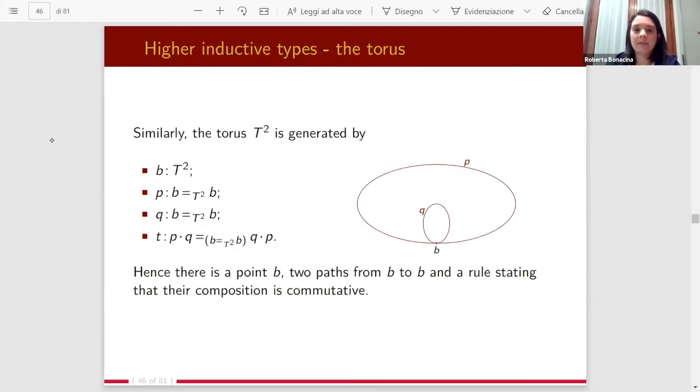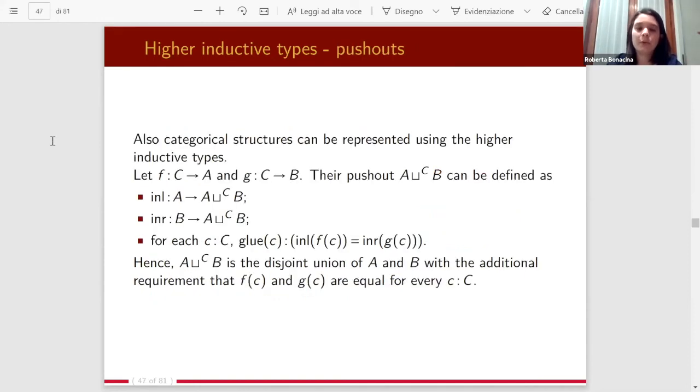Something similar can be done to obtain the torus. In this case, we generate T2, saying that it has a term B, a path P from B to B, and another path Q from B to B, whose composition is symmetric. So we have that the composition of P and Q is equal to the composition of Q and P. And this represents the structure, and we can see in this case the fourth rule, which does not only govern equality, but a second order equality.